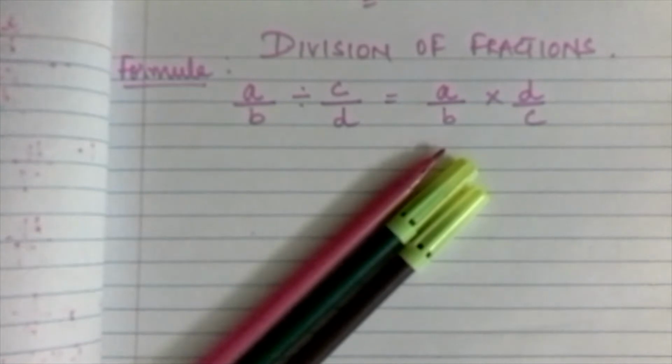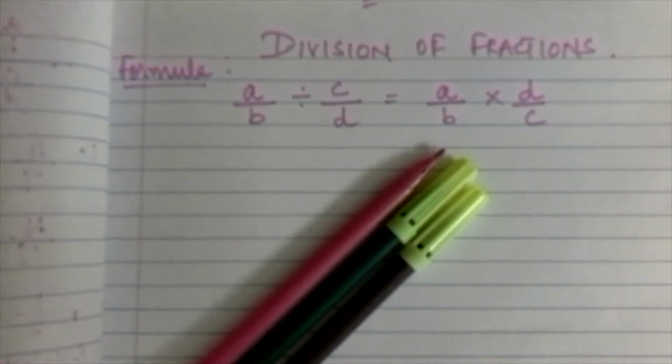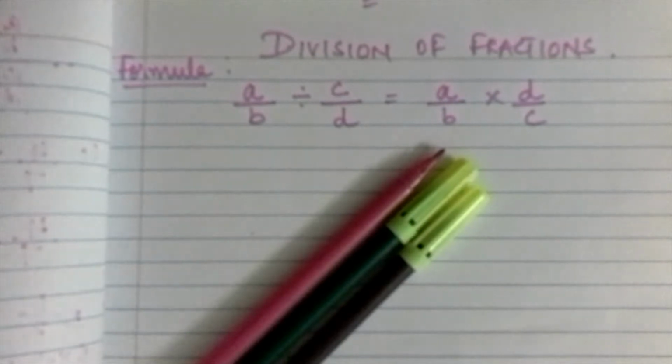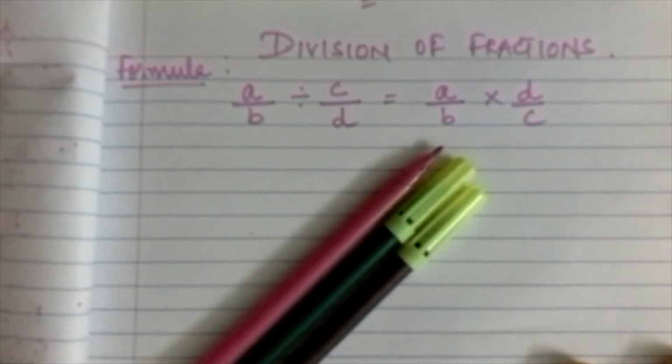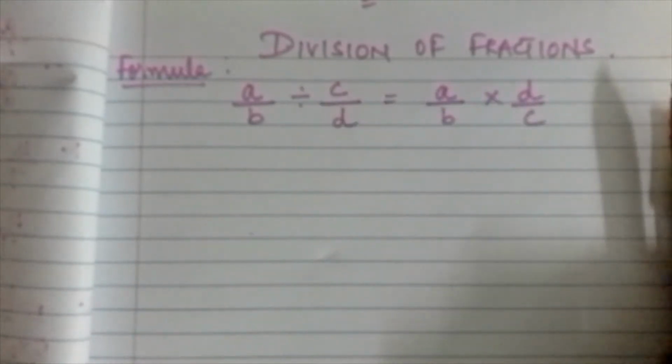The rule is you multiply the numerators and divide by the product of the denominators. That is the formula for multiplication of fractions. This rule is not restricted only to the multiplication of two fractions. You can multiply any number of fractions using the same formula. Now, with respect to today's video, we will do division of fractions.